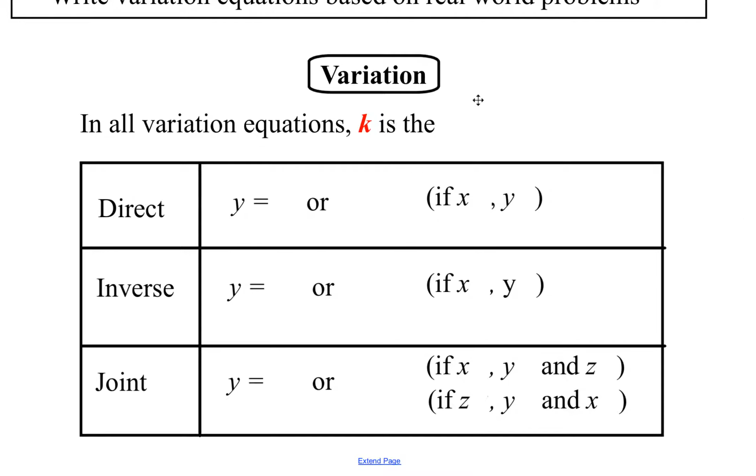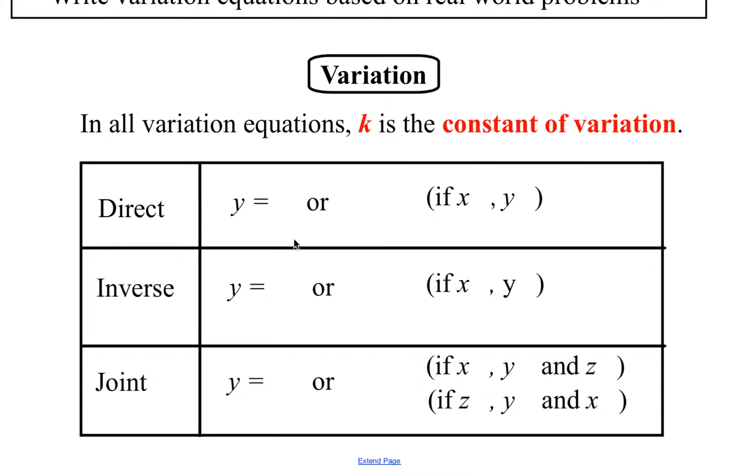world. So one of the things you're going to see in all of the equations is this letter K. And in variation equations, that letter K is called the constant of variation. Now remember, a constant is a number that doesn't change, so it just represents some constant value.